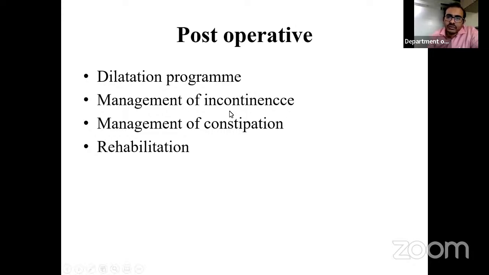In that patient, we have to do management for incontinence. Then management for constipation, especially in the low anomalies or intermediate anomalies, this patient is having a very high rate of constipation. That means almost all patients are having constipation. So it is very important to manage this constipation, especially in the early post-operative period, and rehabilitation. All this comes under rehabilitation. So we do this for years, almost 2 to 3 years of age. And once they are bowel trained, they can lead a normal life.